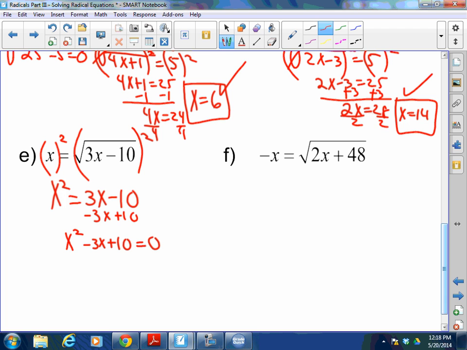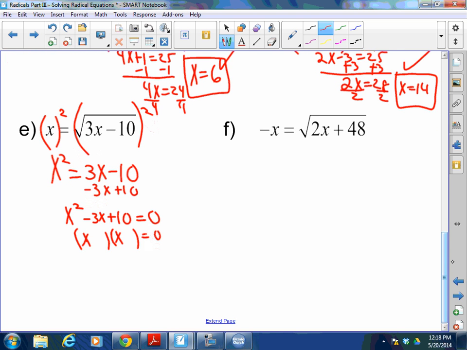Always try to factor it first. What times what is 10, but when added together is negative 3? Negative 5 and 2 will not work because negative 5 times 2 is negative 10, not positive 10. No, plus 5 negative 2 won't work either because 5 times negative 2 is not positive 10. Negative 5 times a negative 2 will work, but negative 5 minus 2 is not negative 3. It's negative 7. Very good. It's not no solution.